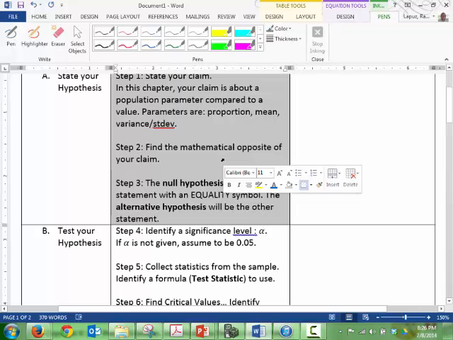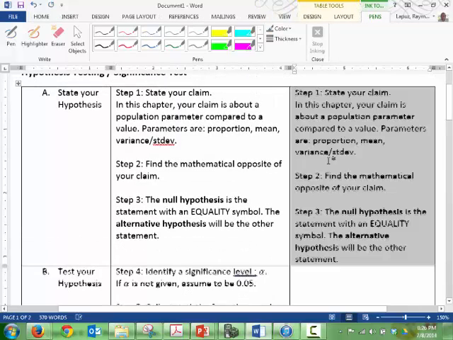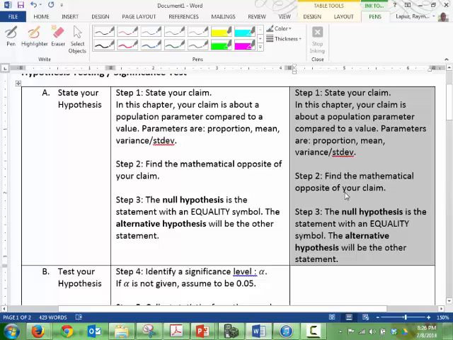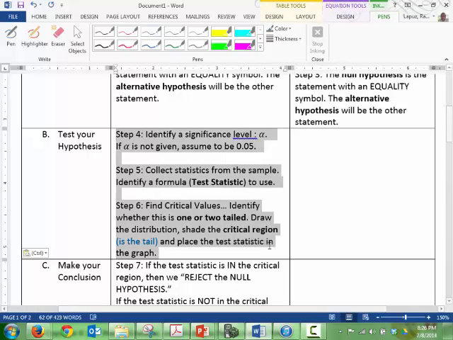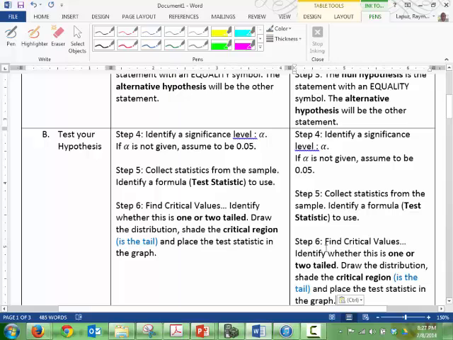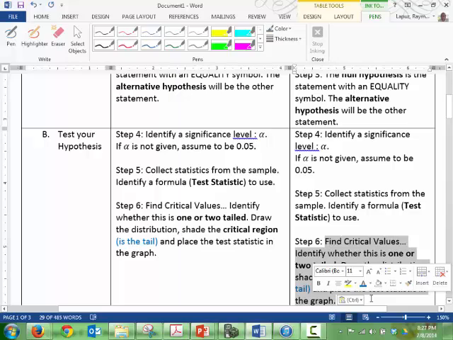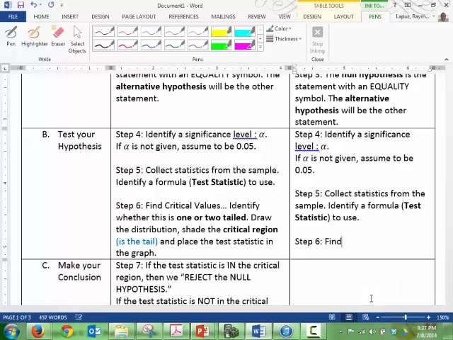So, using the p-value method, your first 3 steps will still be the same. Your next 3 steps will be almost the same, except step 6, instead of using the critical values and using the table and then drawing the tails and all that stuff, you're going to be finding your p-value.